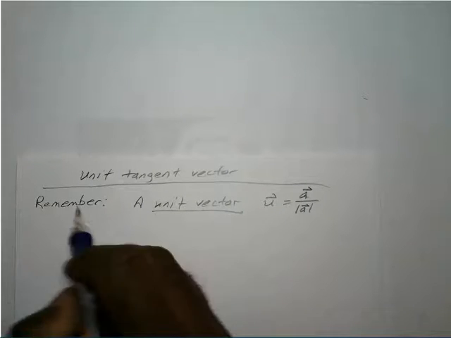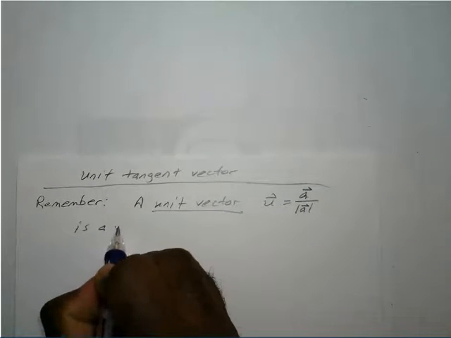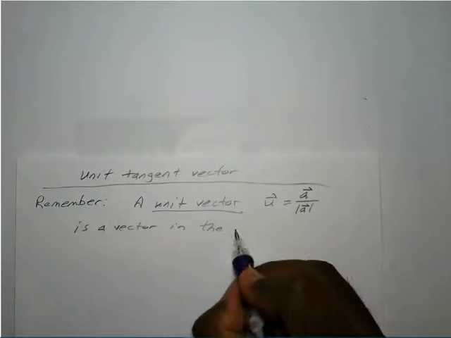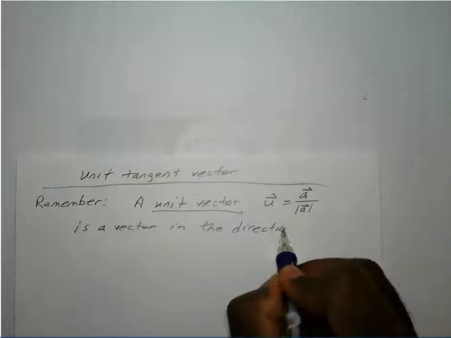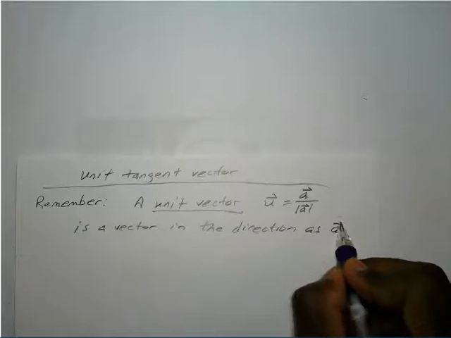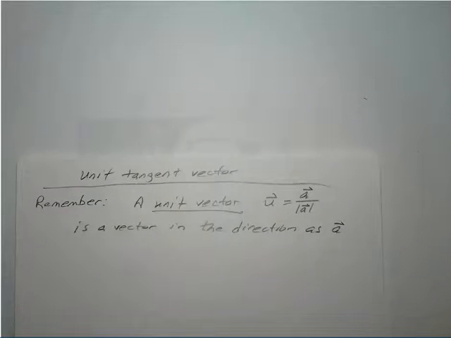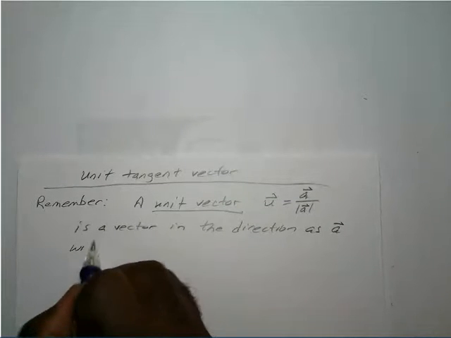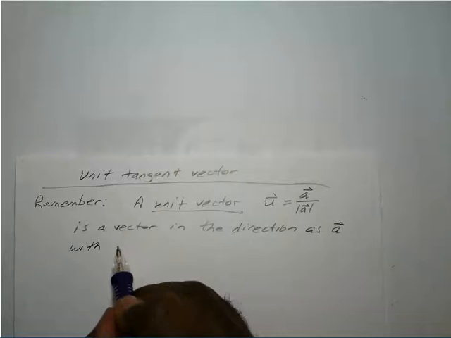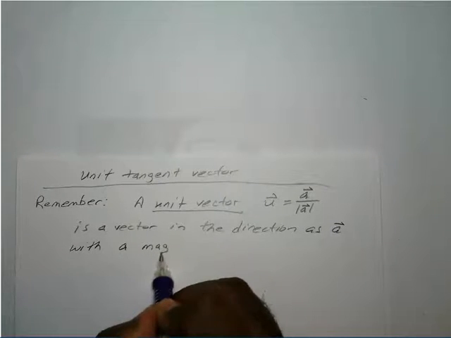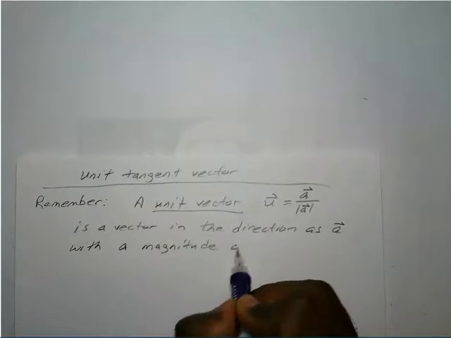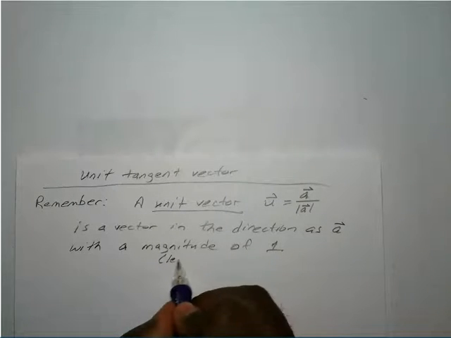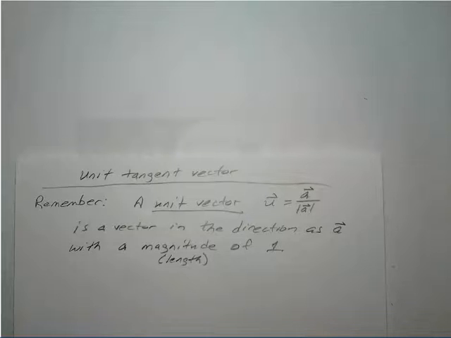What that does is give you a vector in the same direction as whatever your a vector is. The only difference is it has a magnitude of 1. Sorry about that. And remember, magnitude is just a fancy way to say length.